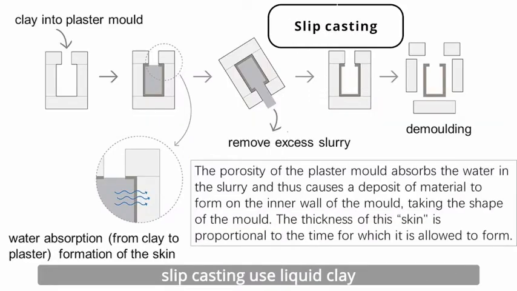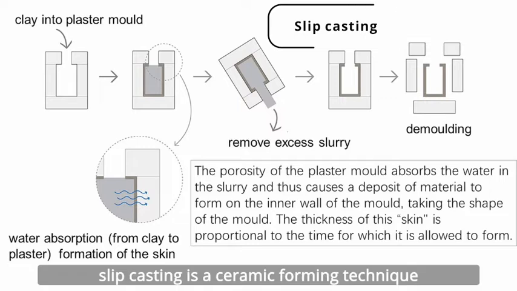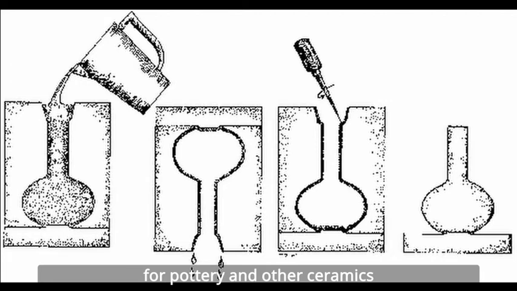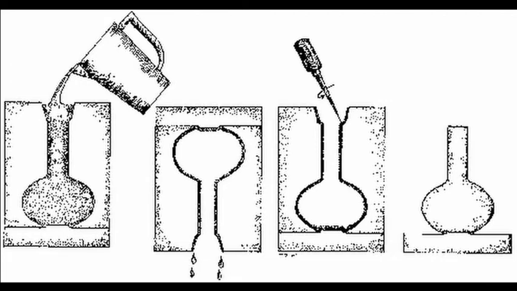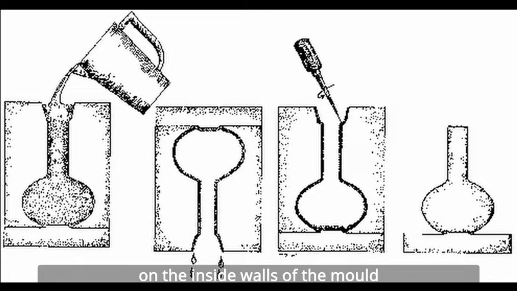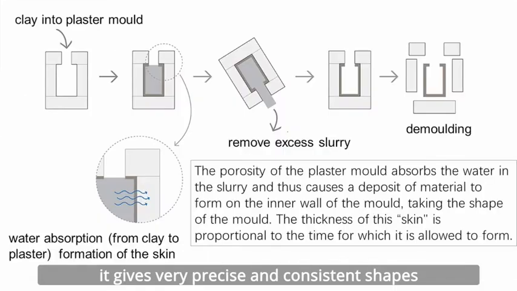Slip casting uses liquid clay. Slip casting is a ceramic forming technique for pottery and other ceramics, especially for shapes not easily made on a wheel. In slip casting, a liquid clay body slip is poured into a plaster mold and allowed to form a layer, the cast, on the inside walls of the mold. It gives very precise and consistent shapes.